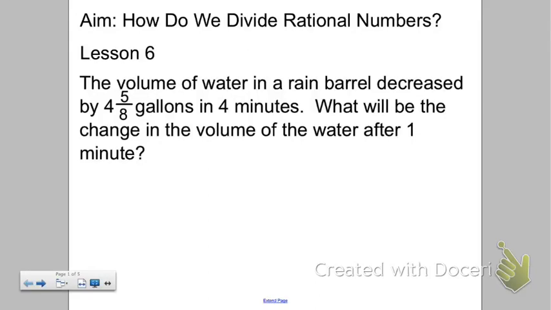Today's lesson is on how to divide rational numbers. The volume of water in a rain barrel decreased by 4 and 5/8 gallons in 4 minutes. What will be the change in the volume of the water after 1 minute? Take a minute to copy down the question.